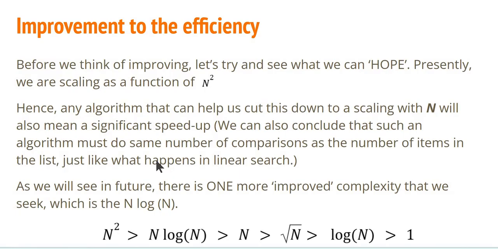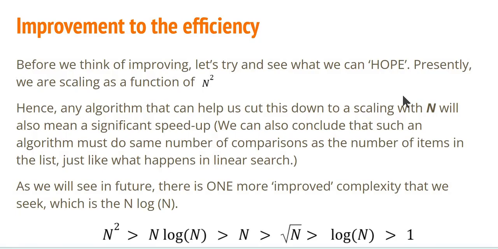So this is very strange. Previously, linear search was n, and we said, okay, we should improve it to, let's say, log of n, or say square root of n with jump search, and then log of n with binary search. But here the situation is different. Here we are already at n square. From this point, if we can come down to n, then that's going to be really, really fantastic.